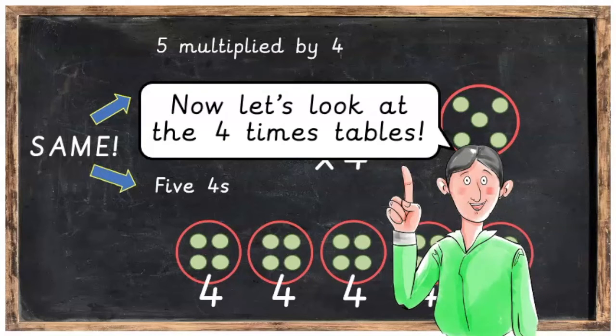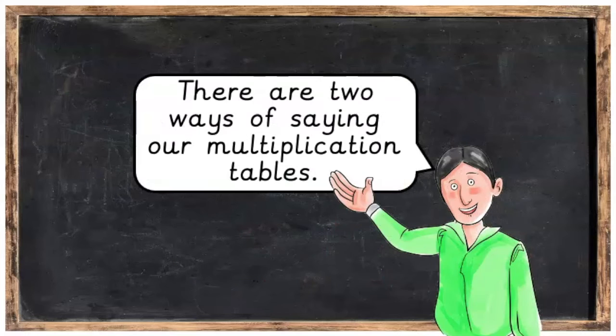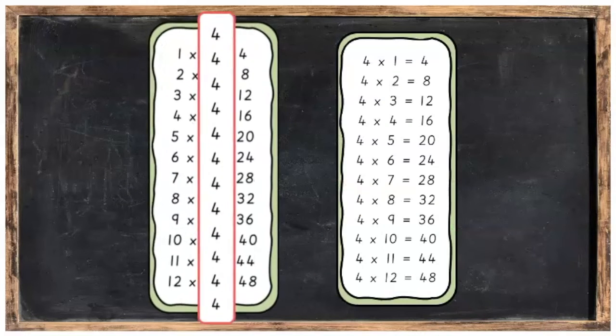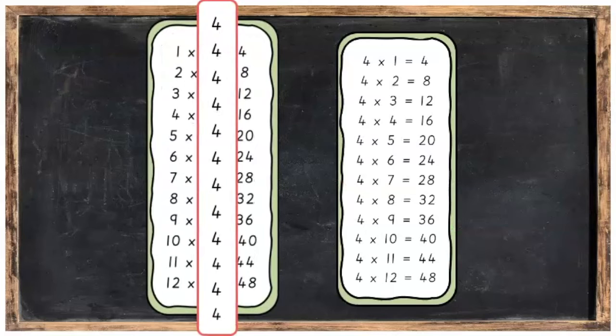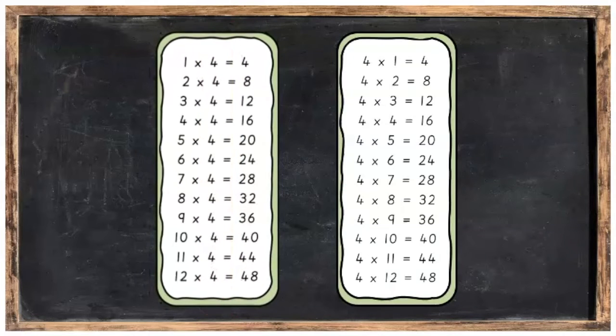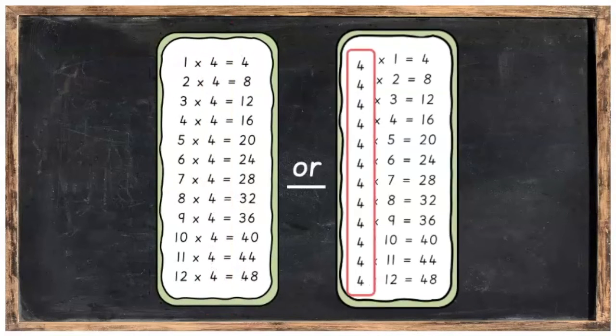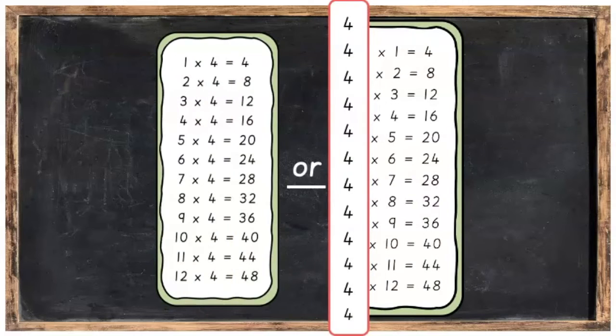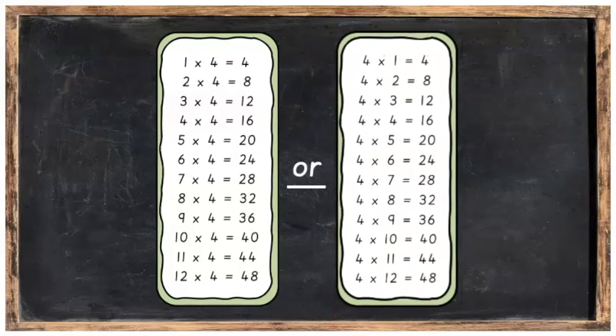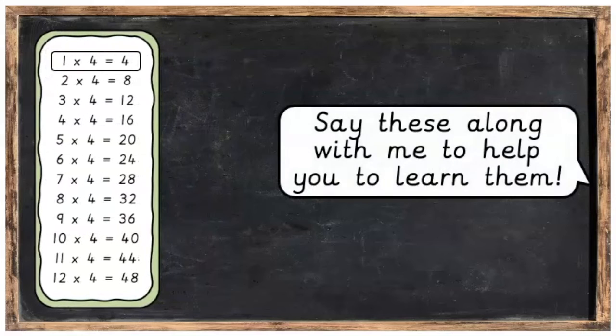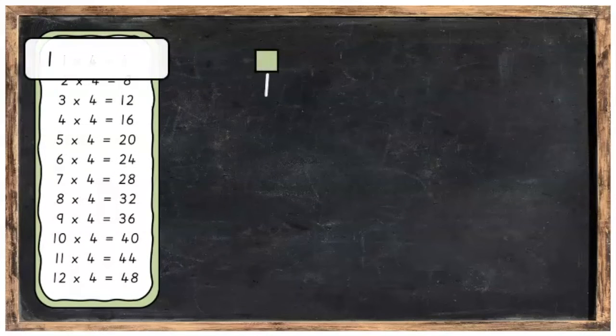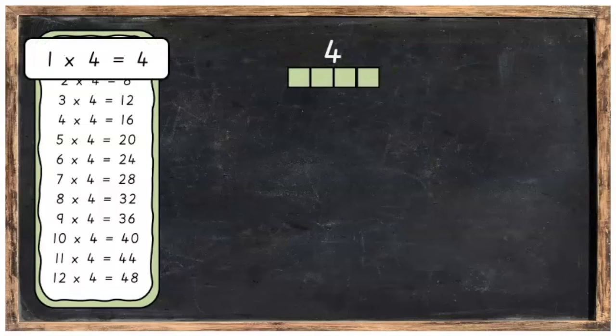Now let's look at the 4 times tables. There are 2 ways of saying our multiplication tables. The 4s can be in the middle, or the 4s can be on the left-hand side. But we're going to use the one with the 4s in the middle. Say these along with me to help you to learn them. Our first one is 1 times 4 is equal to 4.